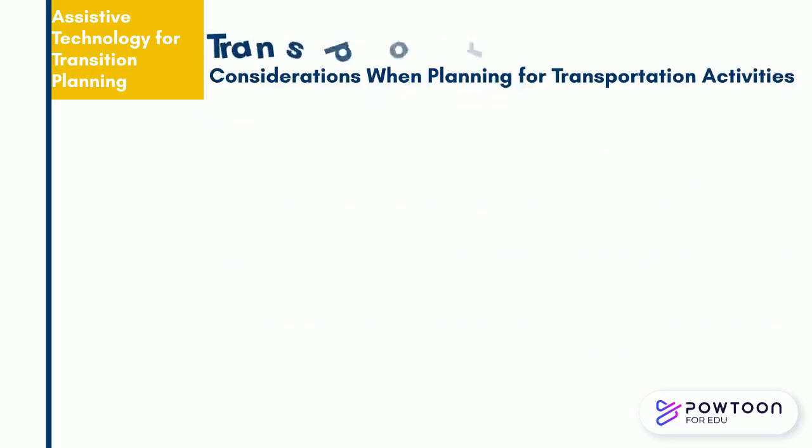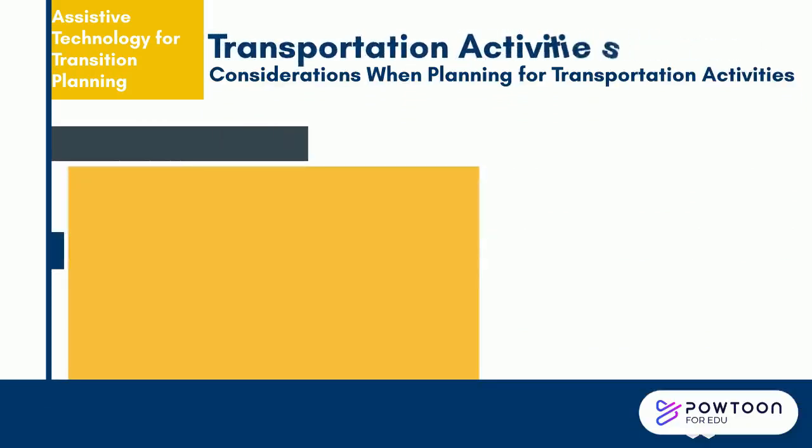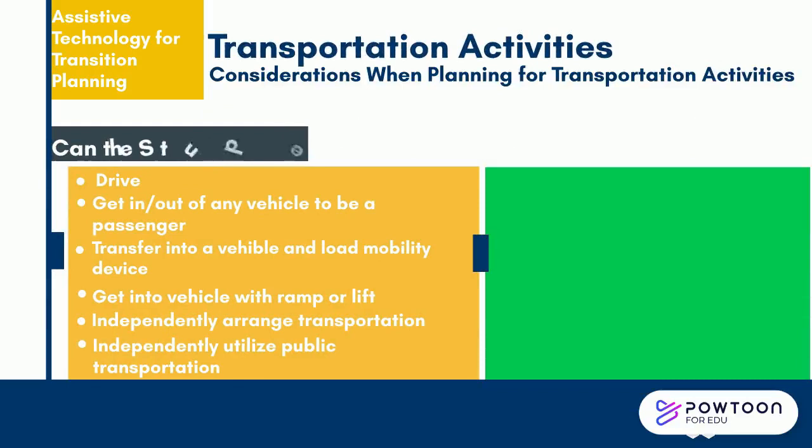Assistive technology for transition planning. Considerations when planning for transportation activities. Can the student drive? Can the student get in and out of any vehicle to be a passenger? Can the student transfer into a vehicle and load a mobility device? Can the student get into a vehicle with a ramp or lift? Can the student independently manage or arrange transportation? Can the student independently utilize public transportation?